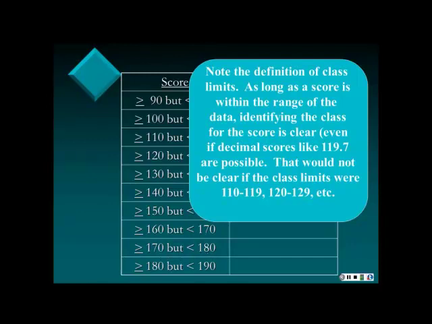But if we had defined this class as 170 to 179 and then 180 to 189, where do you put the 179.7? Anyway, I'd like for you to define them like I do. There's just no question there where values need to go.